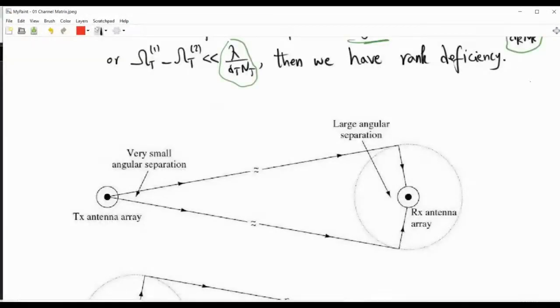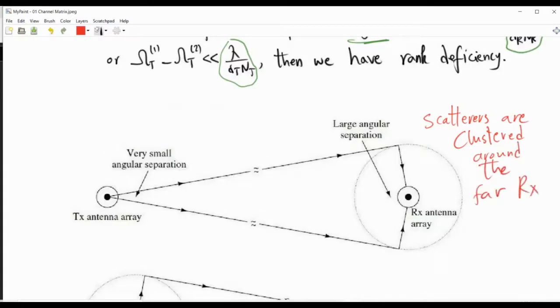So here is a situation with the transmit array, where the scatterers are clustered around the far receiver, right? And so what is the problem? For the receiver array, we have scatterers around it, from many directions. And so you may say, hey, the incoming waves come from directions that are significantly different from one another. But in this scenario, we have a problem.